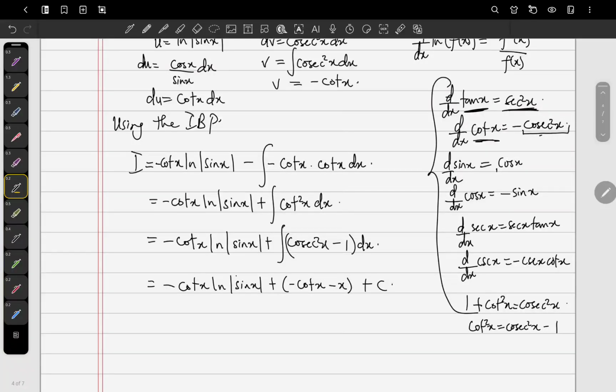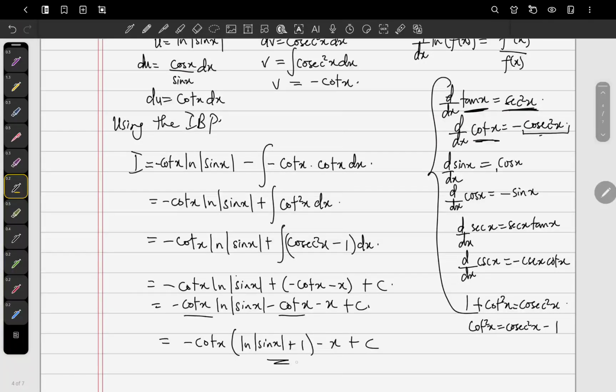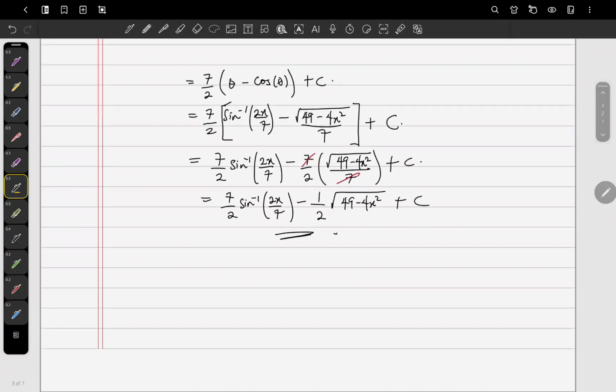We are almost there. So this is negative cot x natural log of sine x minus cot x minus x plus c. Since cot x is here and also here, I can factor that out. So negative cot x, then natural log of sine x plus 1. We are factoring out negative cot x. So minus x plus c. Okay, so that settles the other one.